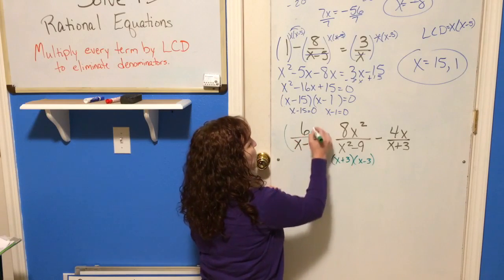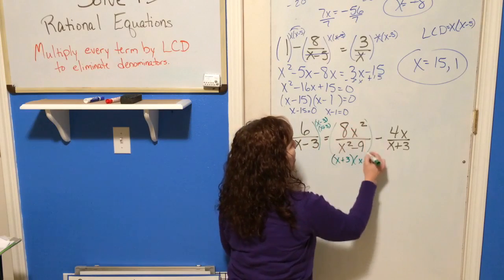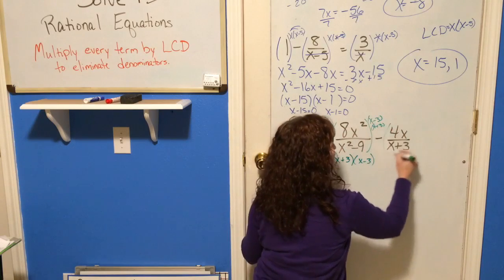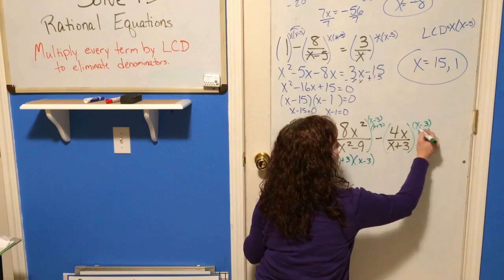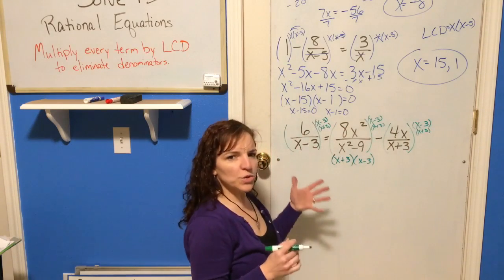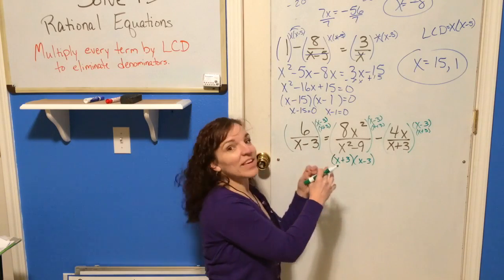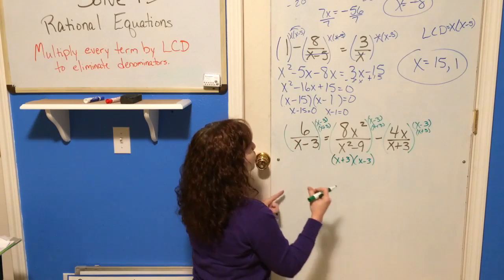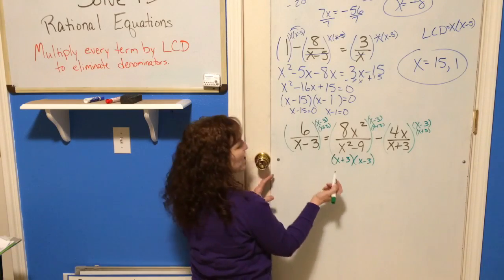So each part is going to be multiplied by x minus 3, x plus 3. This whole thing by x minus 3, x plus 3. This whole thing, x minus 3, x plus 3. So far, so good. So step 1, find that LCD. Step 2, make sure you multiply the LCD through every term in the entire equation. So now, are you getting to where you can do this on your own? Get ahead of me. See if you get the same answer as I do.